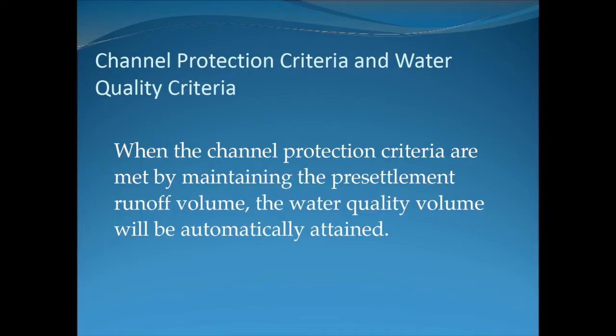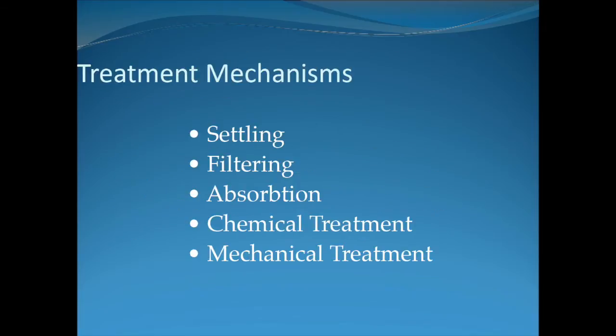So, if you take out that volume, and are treating it, by the way you take it out, whatever that is, you have automatically met your water quality number. Once again, deal with the volume, and another parameter is taken care of, and you reduce flooding. And these are the mechanisms.